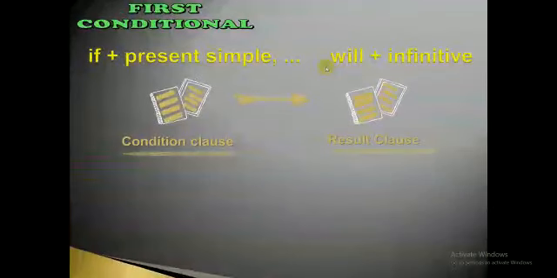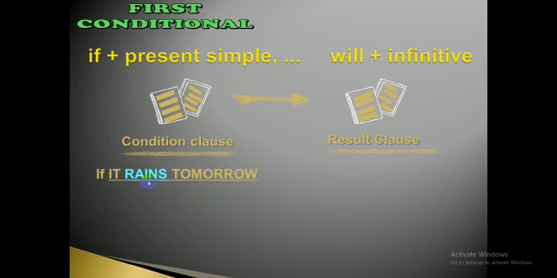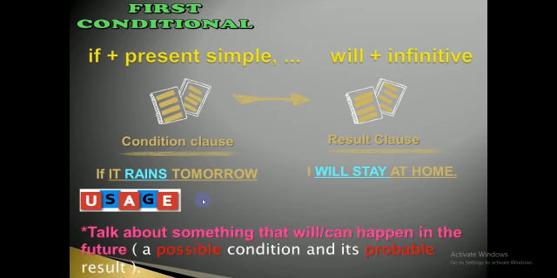Now we are moving to first conditional. Notice the condition clause here is in present simple, and the result clause consists of will plus infinitive. Look at this example. If it rains tomorrow, what will happen? I will stay at home. The condition that it rains, and the result that I will stay at home. So when exactly do we use the first conditional? Yes. We use the first conditional to talk about something that will or can happen in the future as a possible condition. So it speaks about something that's possible or likely to happen in the future, a likely future outcome.